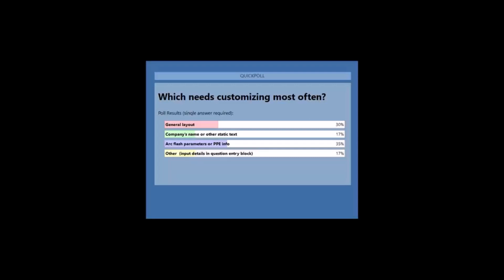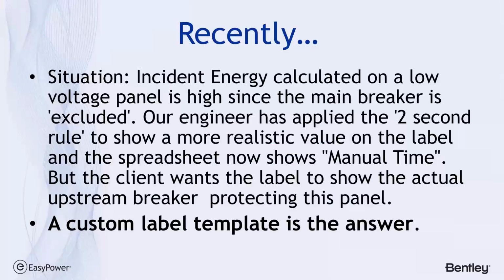Good to know. All right, so what prompted this was a call from an EasyPower user who had the following situation. The incident energy calculated on a low voltage panel was high because the main breaker was excluded per the IEEE standard. The engineer applied the 2-second rule to show a more realistic label, and the spreadsheets now show manual time, but the client wants the label to show the actual upstream breaker protecting his panel. What to do about this?